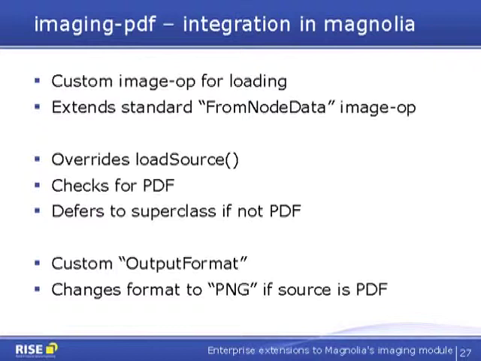And how did we make that work? Well, again, we have a custom image operation for loading images out of PDF documents. It extends the standard operation that Magnolia provides. It's called from node data.